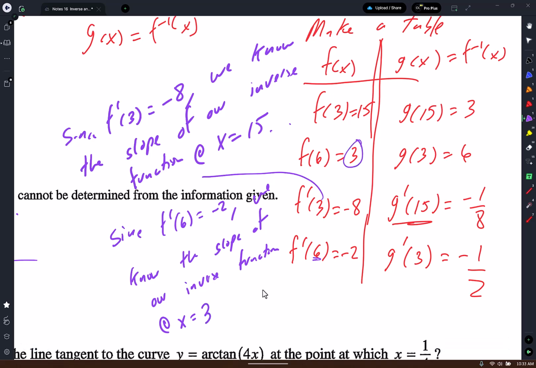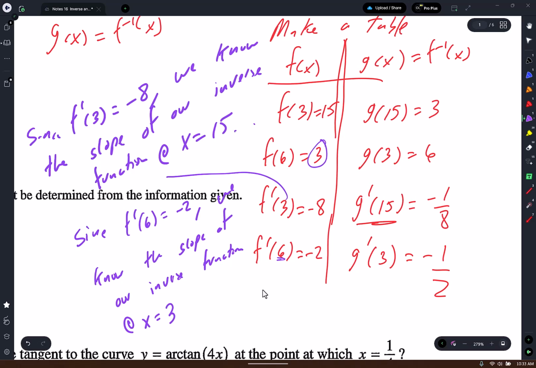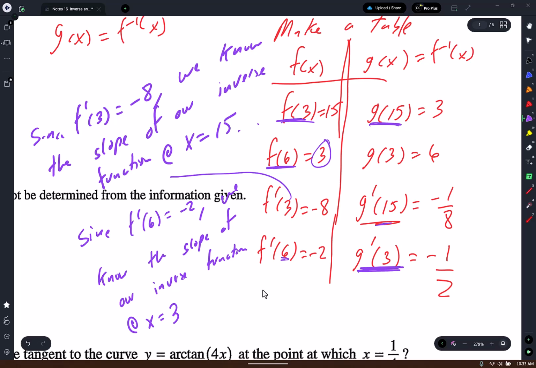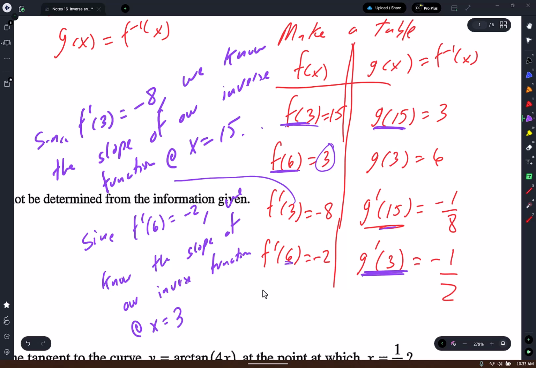So if I know my slope at 6 for the original, then I know my slope at 3 for the inverse. If I know my slope at 3 for the original, then I know my slope at 15 for the inverse. Did that make sense? Okay, tell me. Tell me what I said. Tell me what made sense.